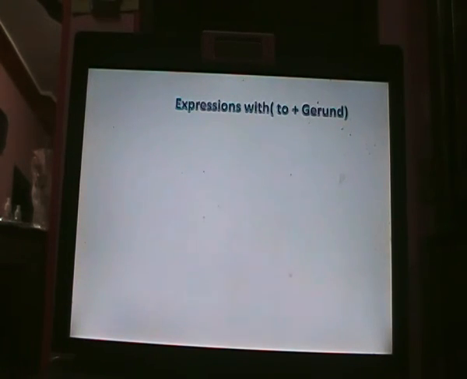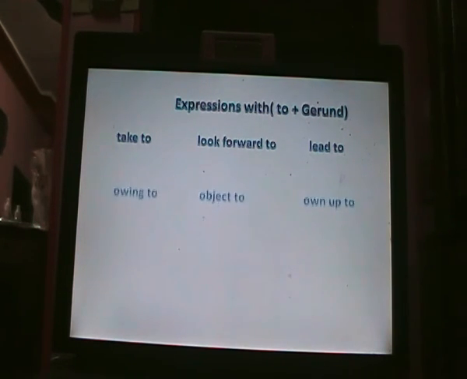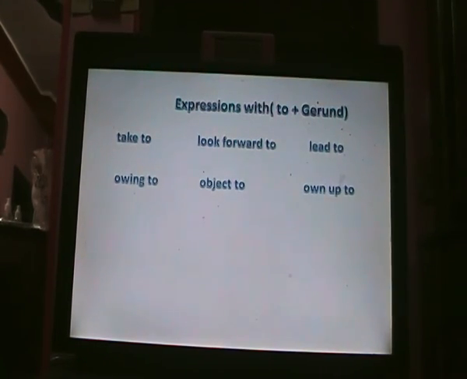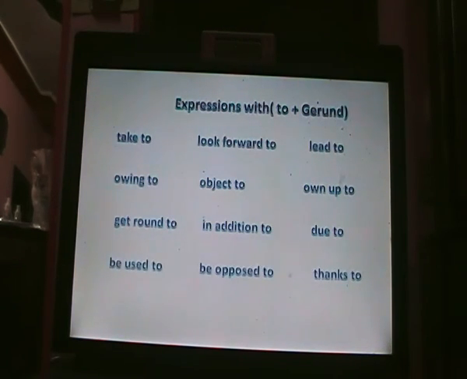Expressions with to plus gerund. في to بيجي معاها gerund. في المعتاد إن to بيجي وراها infinitive لكن دي تعتبر exceptional cases. حالات شاذة. نخلي بالنا منها. Take to, look forward to, lead to, aim to, object to, own up to, get around to, in addition to, due to, be used to, be opposed to, thanks to. Thanks to arriving early today. His object to waiting outside the house. ده كله بيجي معاها gerund أو verb plus ing.